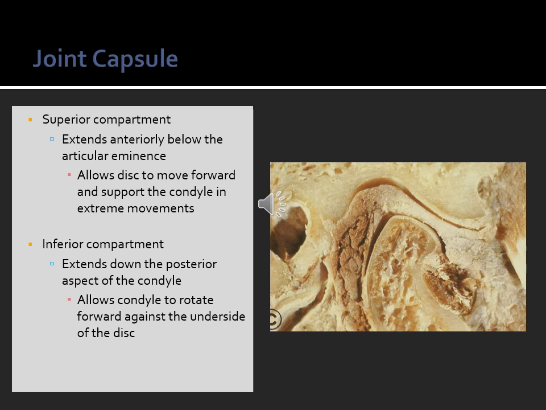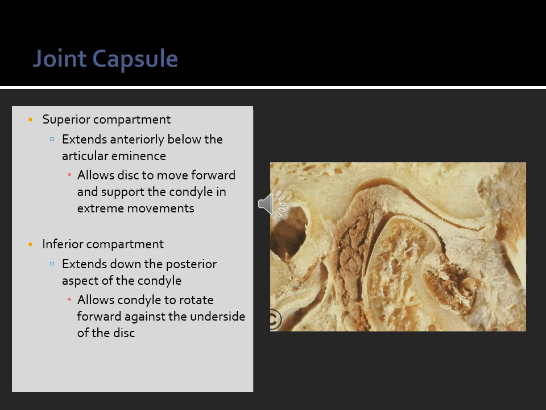Here, a picture to remind you of the joint capsule and what we have inside the complex of the joint. We have the superior compartment, as you can see in the picture, and the inferior compartment. The superior compartment extends anteriorly below the articular eminence. The function of this compartment is to allow the disc to move forward to support the condyle in extreme movements.